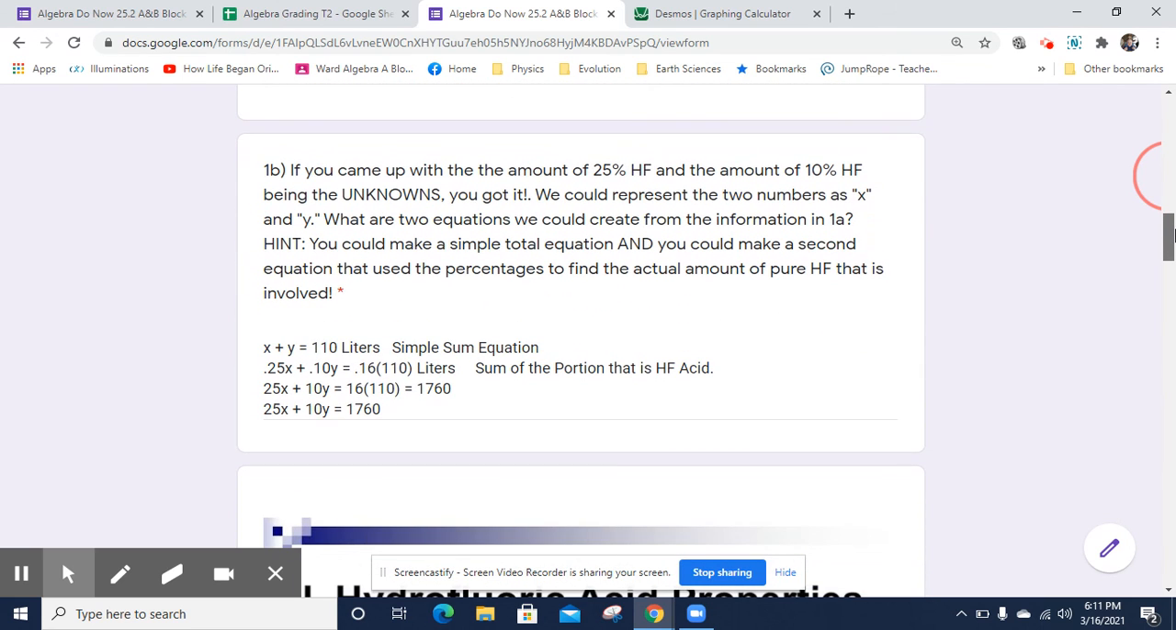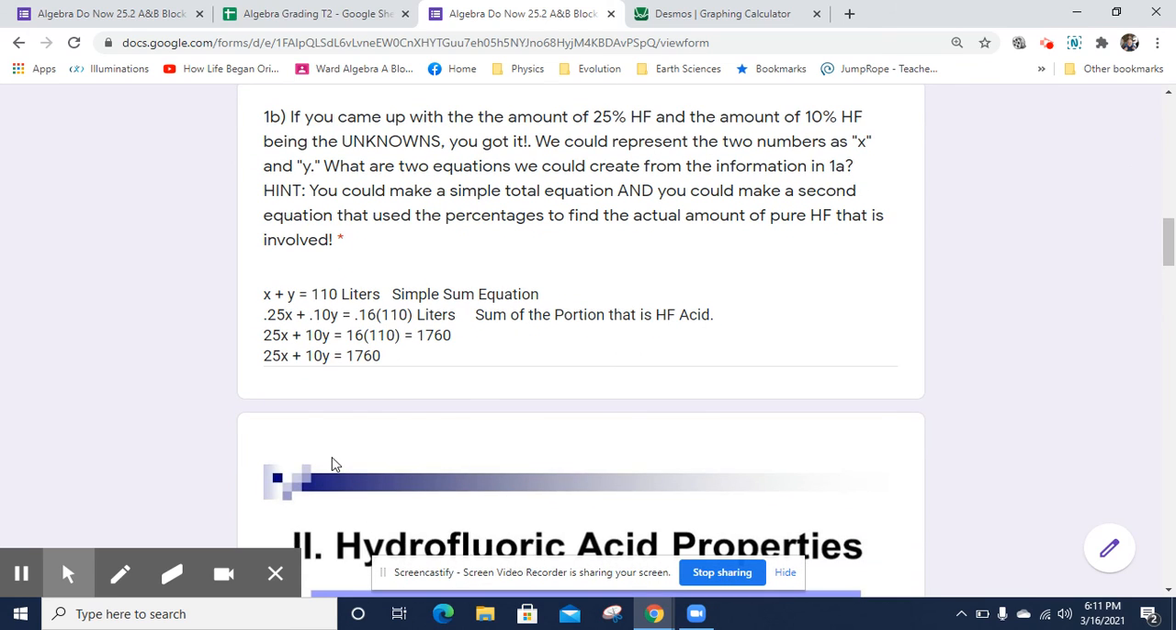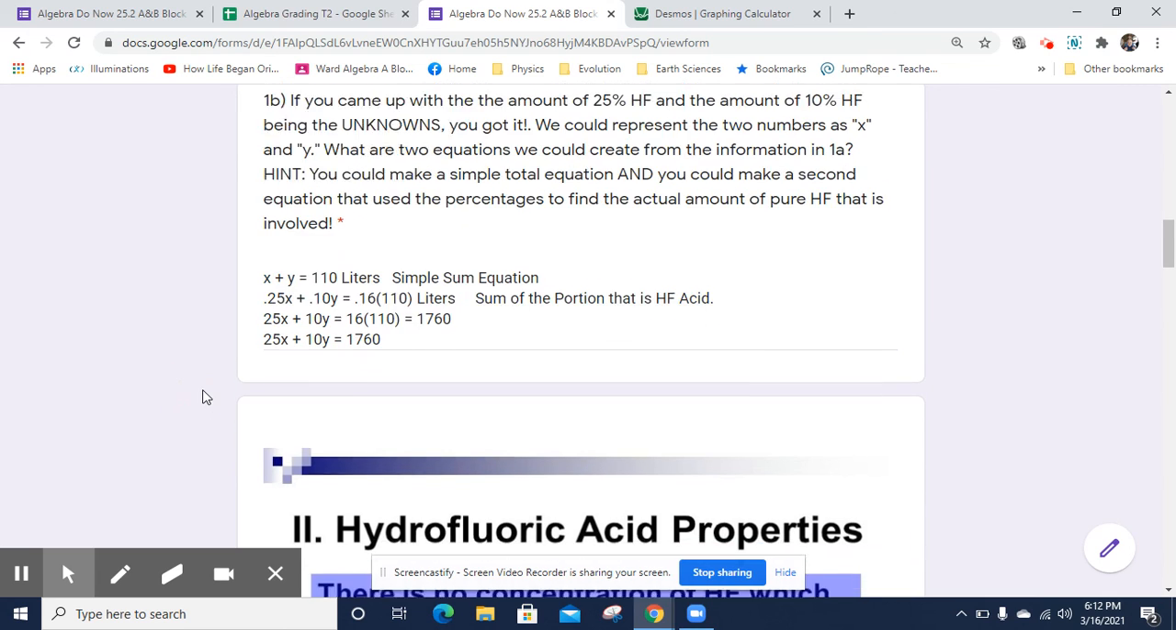And now, once we have that information, we can create equations. We've got a simple equation: it's just the sum of the two parts, which we need to be 110 liters. And then we have a more complex equation, which is the sum of the portion that is hydrofluoric acid. We start off with 25% of one plus 10% of the other equals 16% of the total. And that can be rearranged, so it's easier to work with by clearing the decimals, multiplying everything by 100, and then cleaning this up into something simpler.